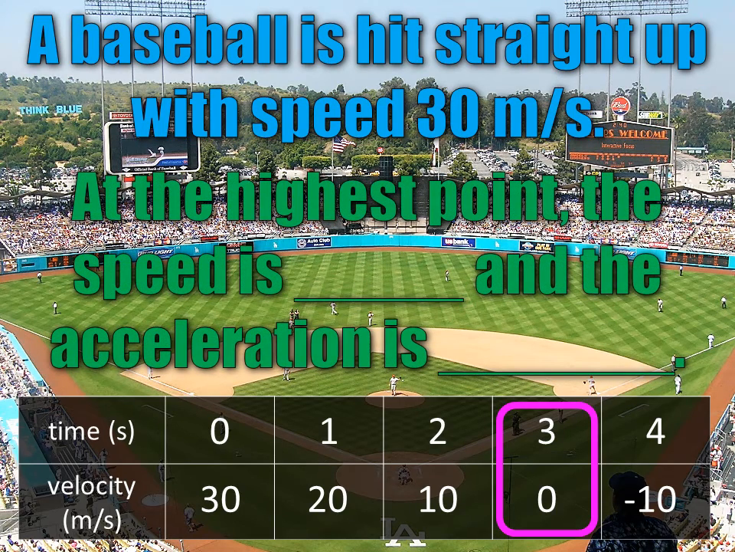So at the highest point, the speed is blank, and the acceleration is blank. I want you to fill in those blanks now. Make sure you understand this. At the highest point, what's the speed? Put it in this blank. And what is the acceleration at that point? So in other words, what's the speed at the highest point? And what's the acceleration at the highest point?